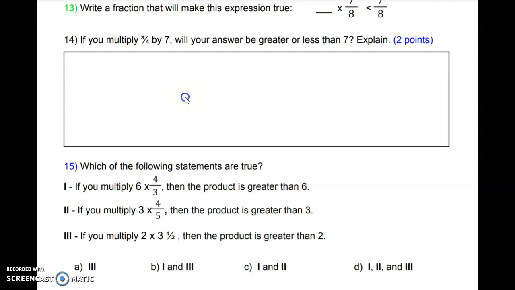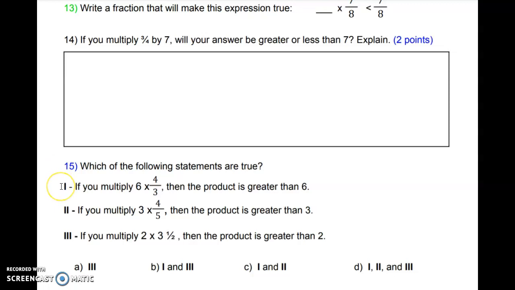Make sure you explain. So I want you to think, what happens if you multiply by a fraction that is less than 1? Does your answer get bigger or smaller than the number that you are multiplying by? Number 15. Which of the following statements are true?